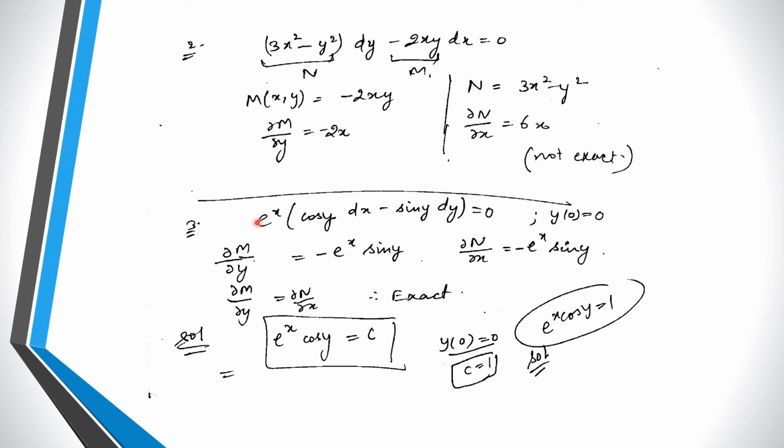Your m will be e to the power x into cos y. Whatever the function with dx is your m. Whatever the function with dy is your n. So what is n? N is e to the power x into sin y with negative sign. Now you find out the partial derivative of m with respect to y. What is the derivative of this with respect to y? E to the power x. What is the derivative of cos y? It is minus sin y.